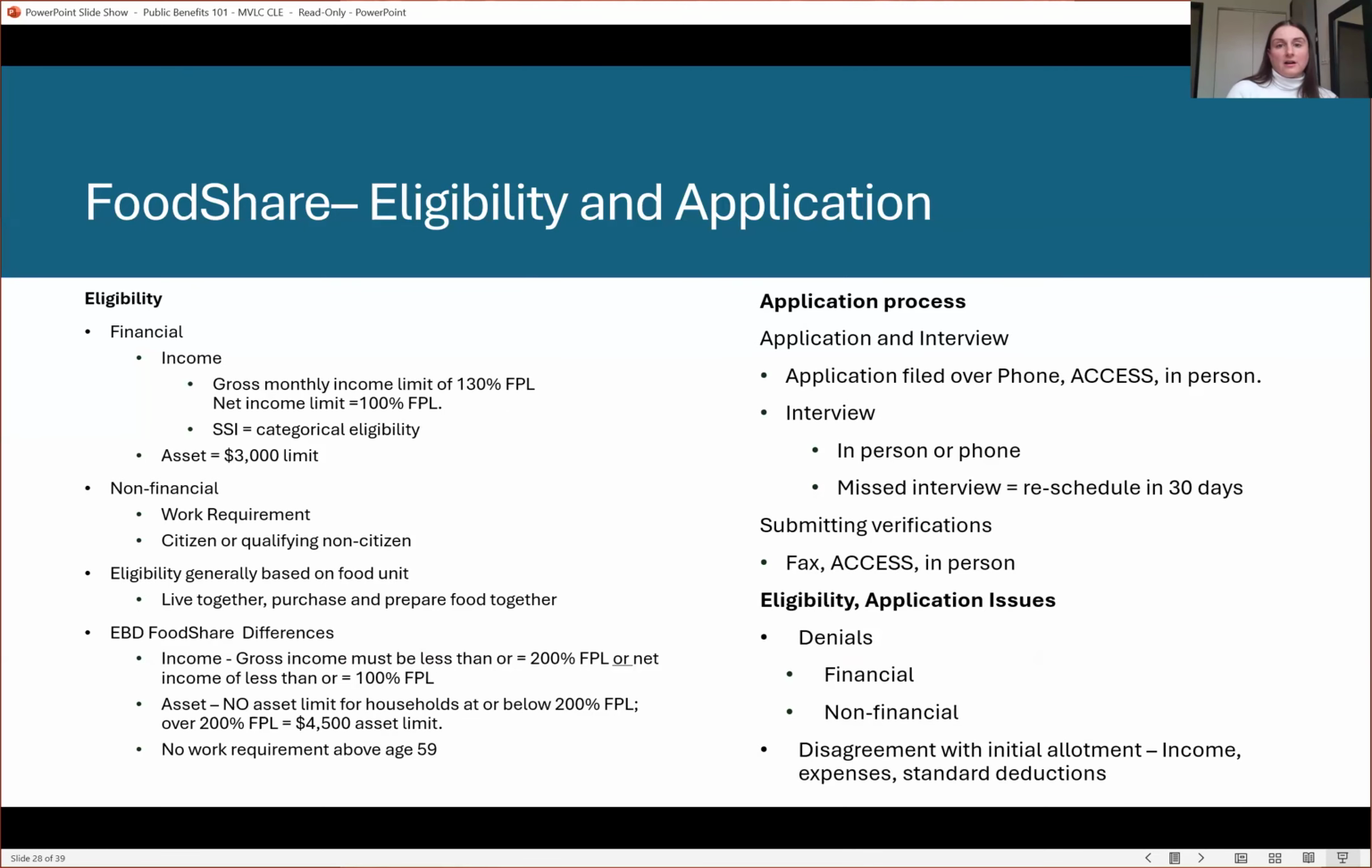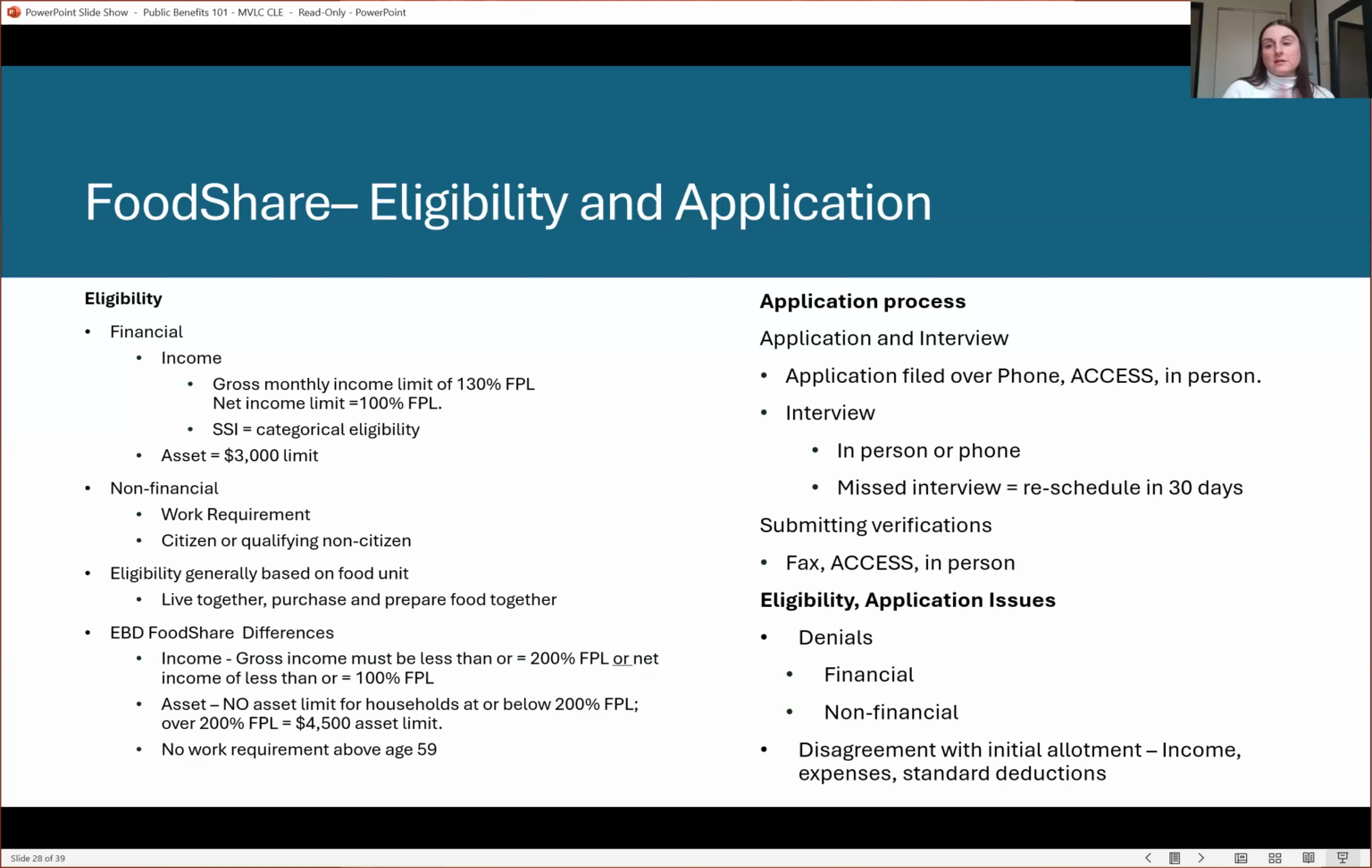FoodShare eligibility and application stuff. There are income limits to FoodShare. Your income not only determines your benefit, but it determines if you're eligible. If you're on SSI, you're categorically eligible for FoodShare. And there is an asset limit as well. It's $1,000 higher than Medicaid, $3,000, but there still is the asset limit. There's also non-financial requirements. There's a work requirement, and you have to be a citizen or a qualifying non-citizen.